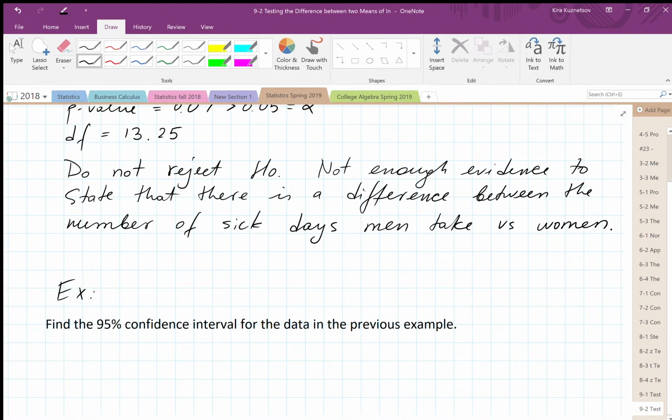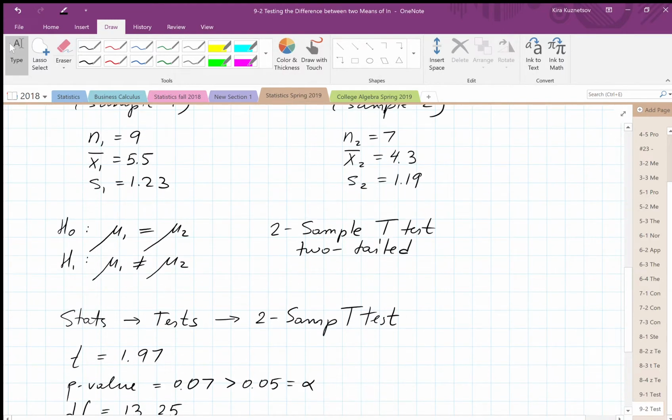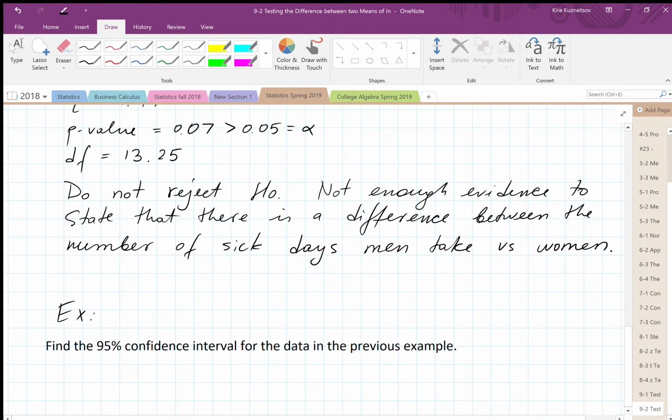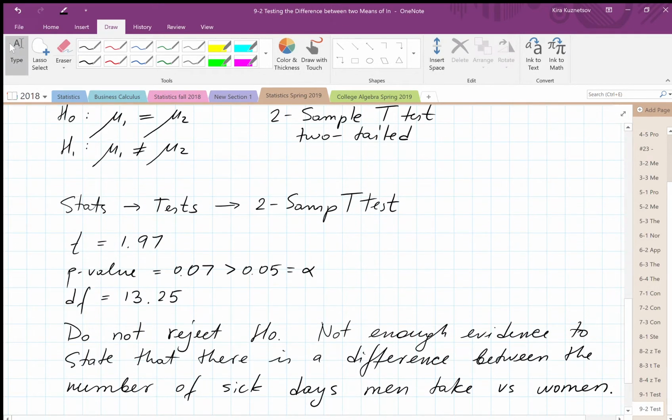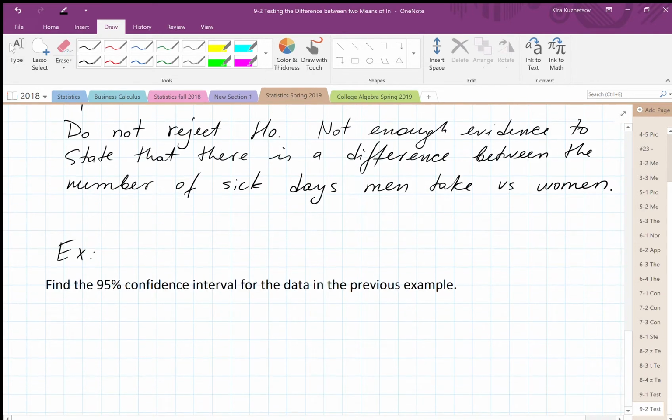Now, the second part is the confidence intervals. Notice this is a two-tail test. Running a two-tail test will be equivalent to running a similar alpha confidence interval. So the alpha used in the previous example is 0.05, so 5% alpha. This would conclude the 95% confidence interval, having the same conclusion, meaning do not reject the null hypothesis, not enough evidence to state that there is a difference between the number of sick days men take versus women. We should see the same thing coming out of the confidence interval.